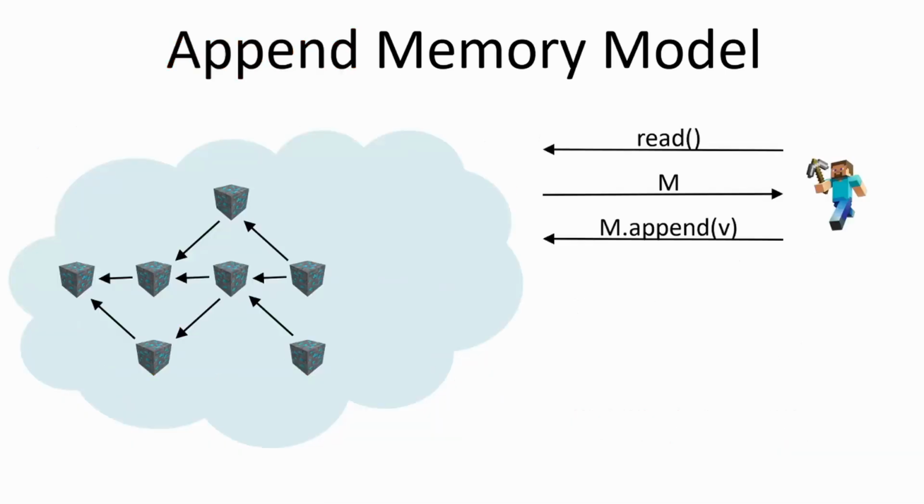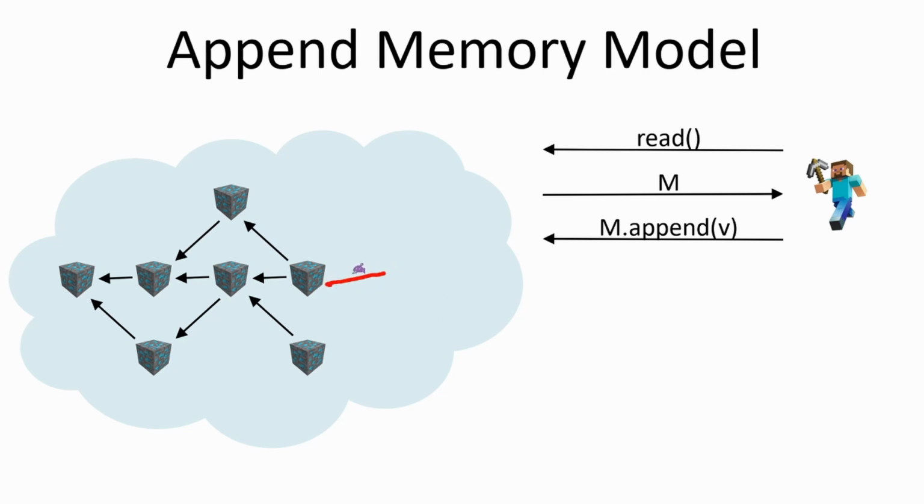Another view of this model can be the following: we have a shared memory where we maintain a DAG, and the nodes simply have a read and an append access to this memory. If a node wants to read the memory, it gets the whole view of the DAG as a response. And if a node wants to append to the memory, it has to specify to which state of the memory the node wants to append a new block.